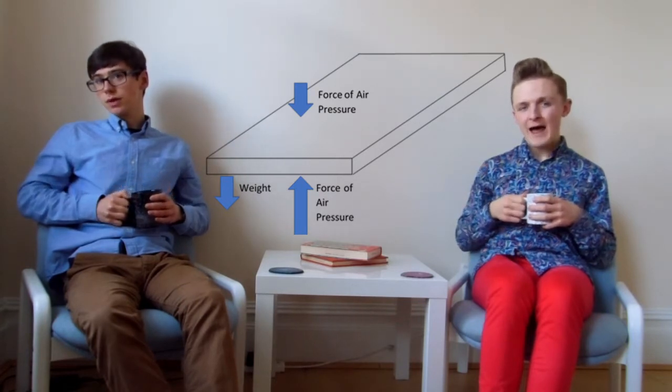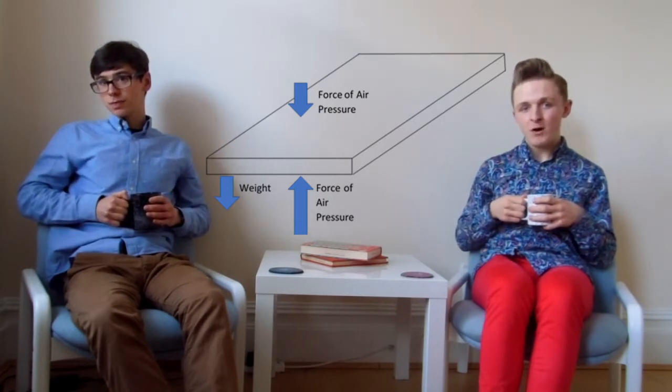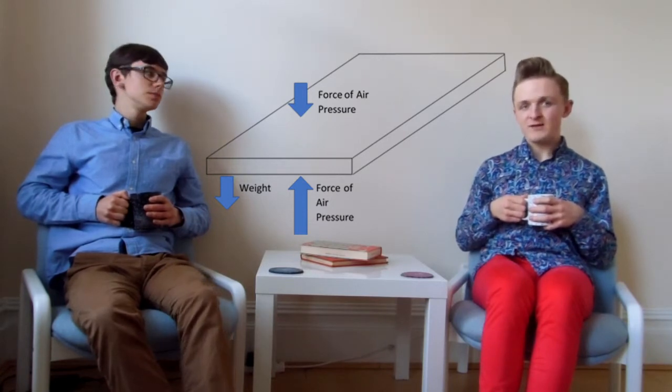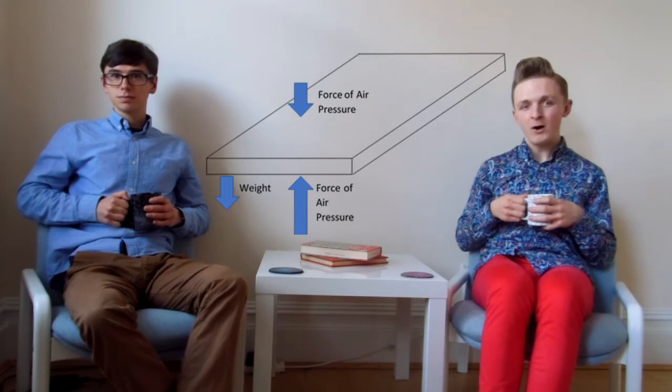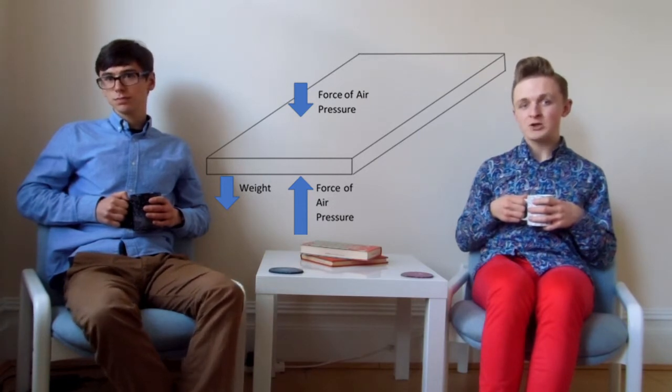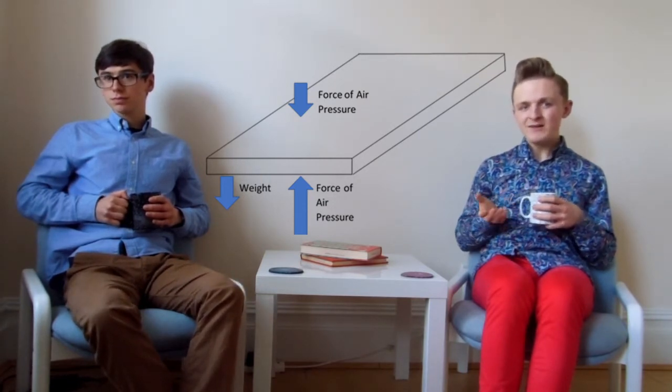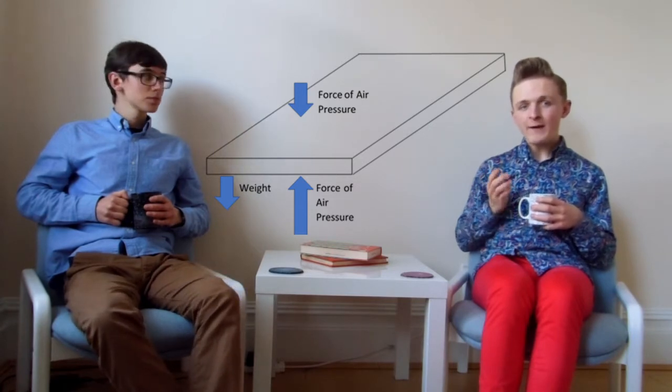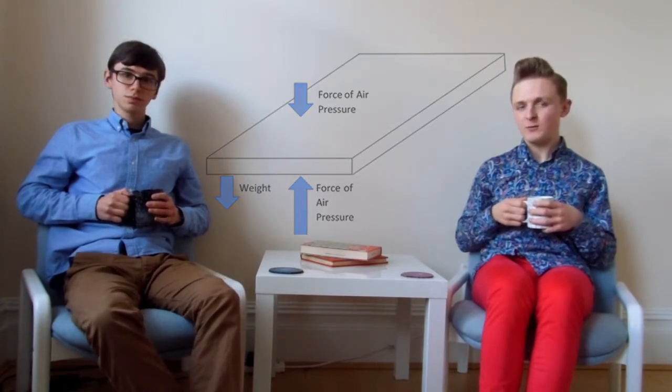Therefore, the weight of the slab plus the air pressure from above must equal the air pressure from below. We can learn from this that the pressure pushing down from above must be lower than the air pressure below the slab. As the slab can be at any height, we have shown that air pressure decreases with height.